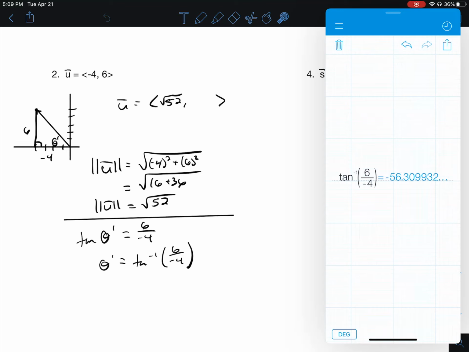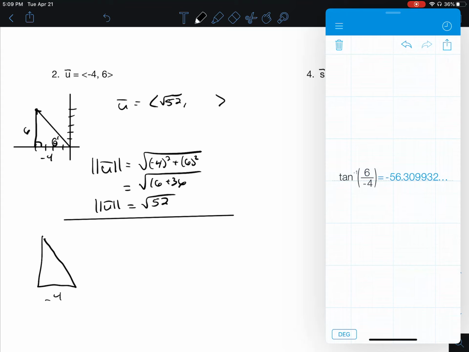So here's what we might want to do instead of what I just did. I'm going to go back in time, try to make this easier for us. Let's take the angle that we're given here, and let's draw this triangle ignoring the negatives. And let's just say that it's 4 and 6. And this is going to give us theta prime. So tangent inverse of 6 over 4, we should get 56 degrees, I believe.